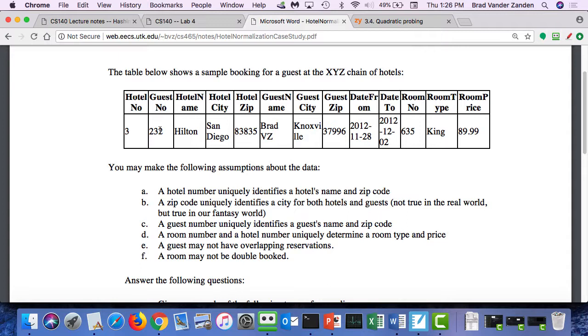If the guest just wants to sign up for your frequent, or not frequent flyer, what would be the frequent guest? There we go. So at any rate, if you join their club, you couldn't actually join without a reservation. So that would be a third insert anomaly that would occur if the hotel number, room number, and date from were used as the primary key.